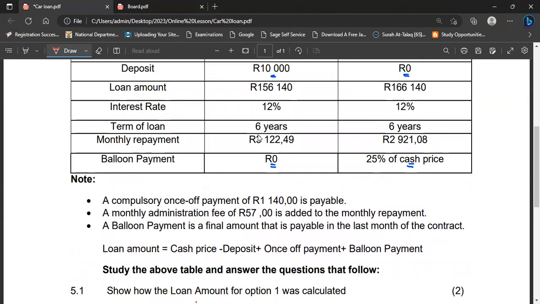In the formula we need the cash price, deposit, once off. So the cash price, we've seen it already as 165,000 minus the deposit there, 10,000, plus the once off payment here, which is 1,000. Indeed, you will get the answer as 156,140. That's how they got their answer.